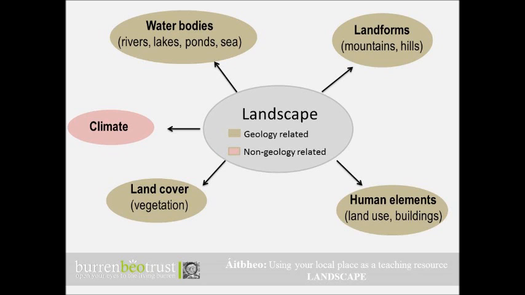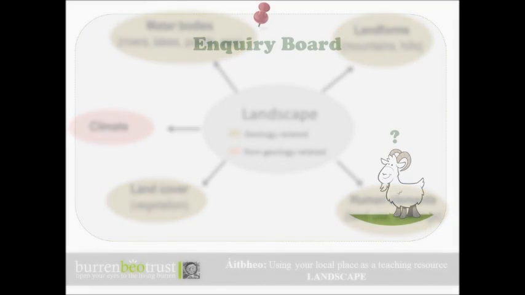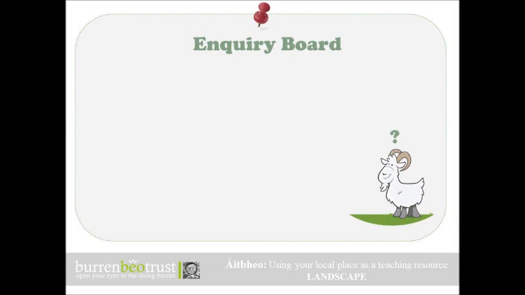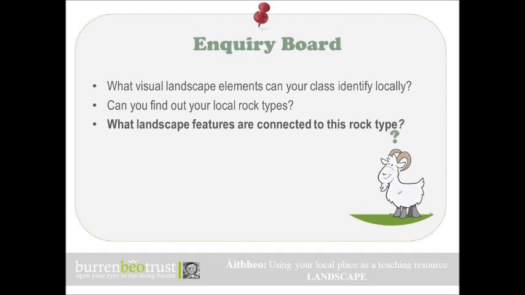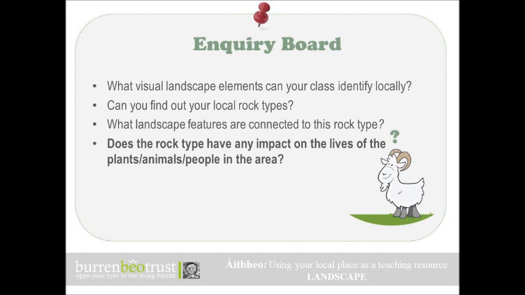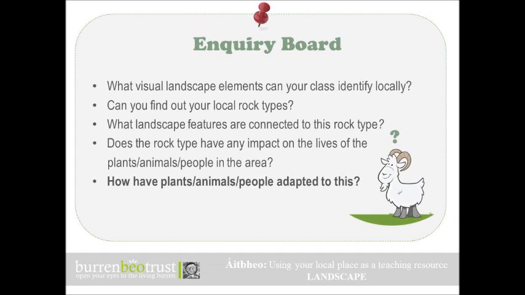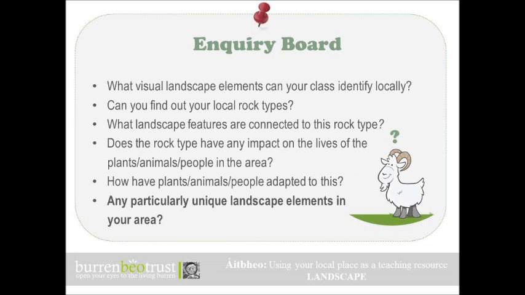The main output from your landscape investigations should be the personal local map for each student. You can add to these with each module you carry out. Some inquiry board questions to get you started. What visual landscape elements can your class identify locally? Can you find out your local rock types? What landscape features are connected to this rock type? Does the rock type have an impact on the lives of the plants, animals, people in the area? How have plants, animals, or people adapted to this? And any particular unique landscape elements in your area.